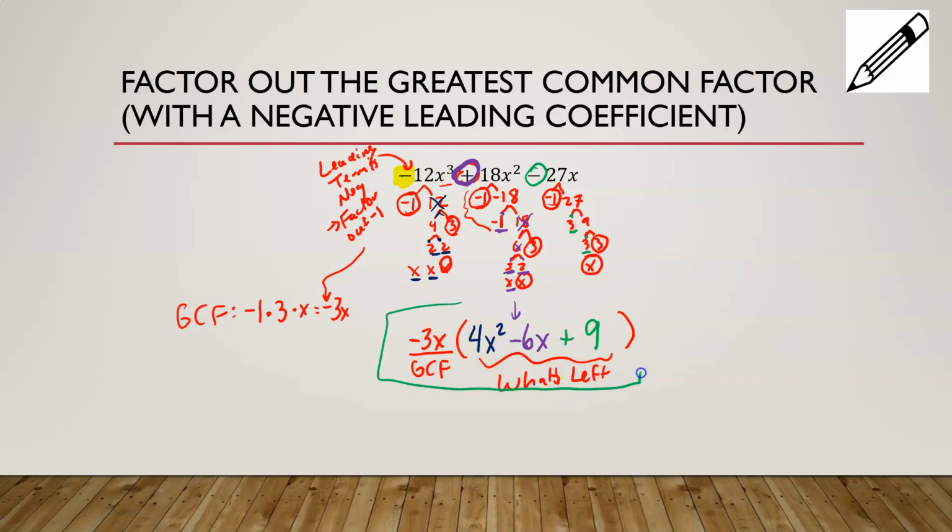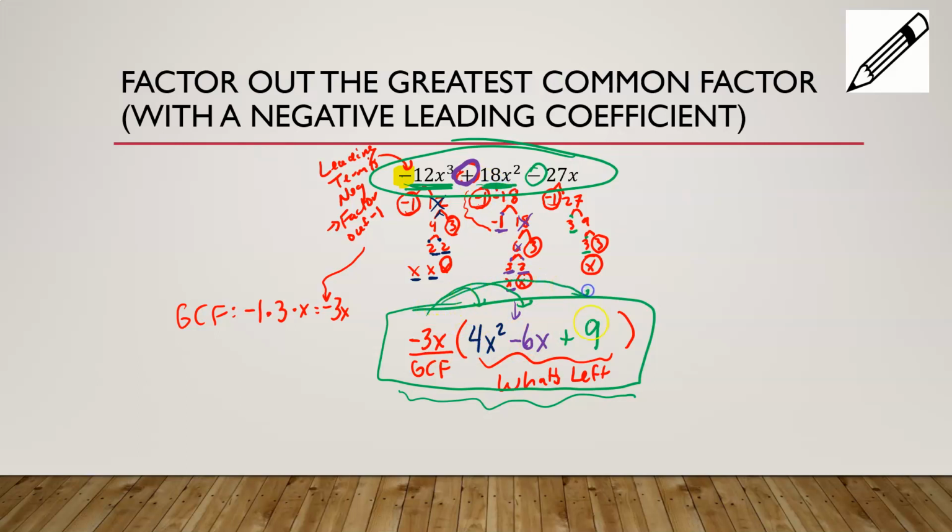Now here's one other tip when you're doing greatest common factor. You can always quickly check it in your head. If I multiply what I got here out, I should get the original. Now remember, we talked about a monomial times a polynomial, we use distribution. So if I do negative 3x times 4x squared, I do get negative 12x cubed. If I do a negative 3 times a negative 6, I get positive 18, and x times x is x squared. And finally, a negative 3 times 9 is negative 27, and then the x. Okay, so it's never a bad idea to quickly multiply it out in your head just to make sure that you did it right.